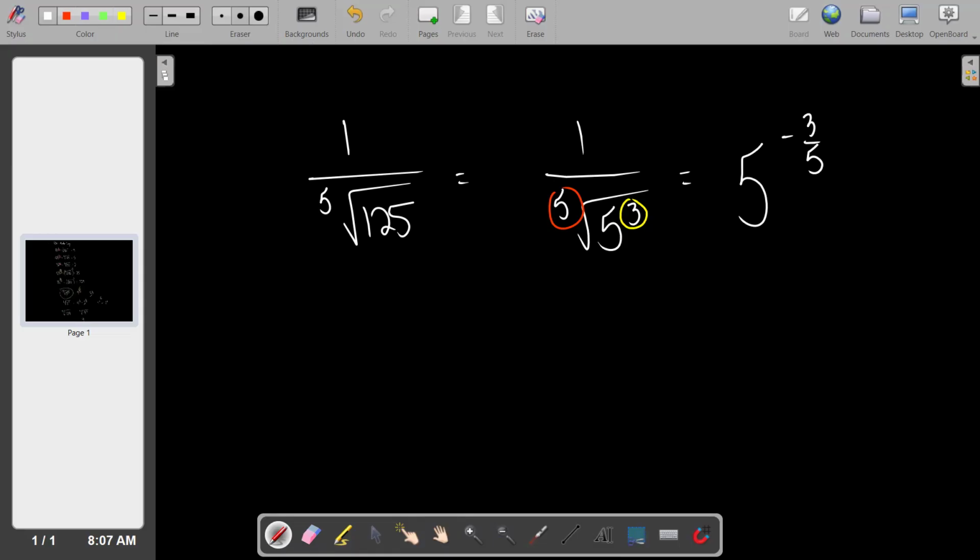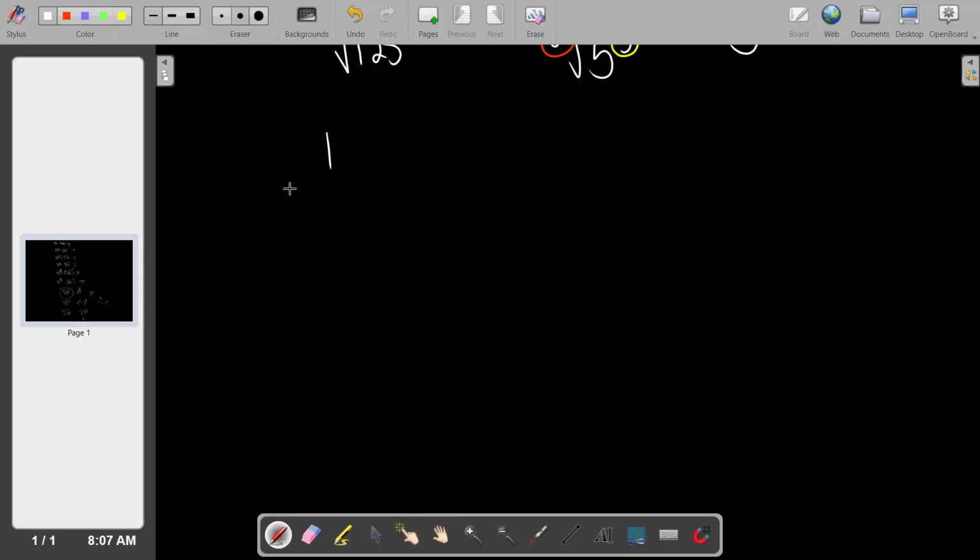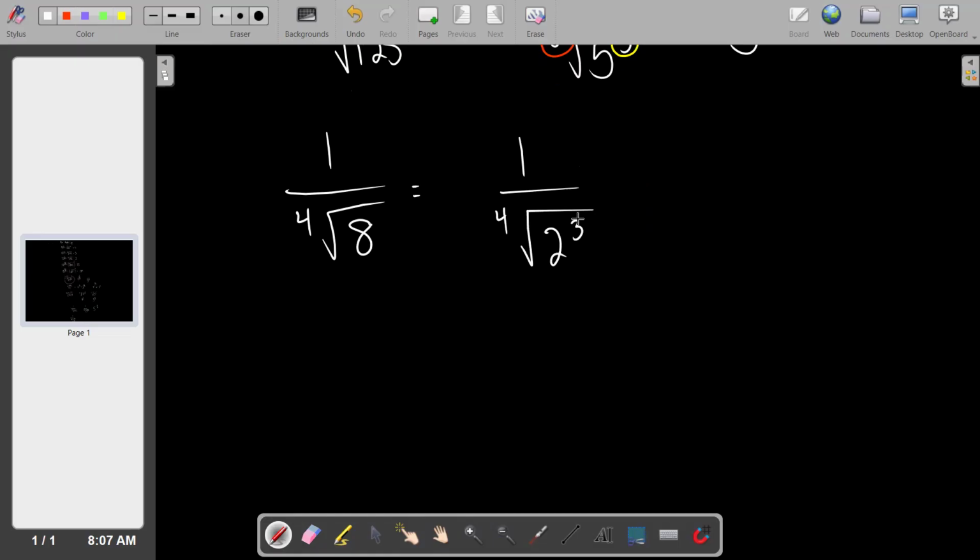Let's try it again. Let's try 1 over the 4th root of 8. The number 8 can only be written one way. What is it? 2 to the third power is the only way to use exponents to write 8. He is 2 times 2 times 2. And you see it there. What would this be? If I said I demand that you write it as a power of 2, what would it be? Negative 3/4. Nice job. Good so far?